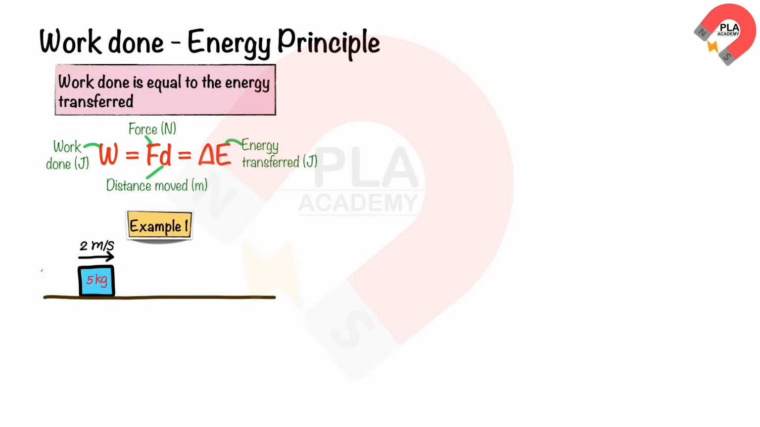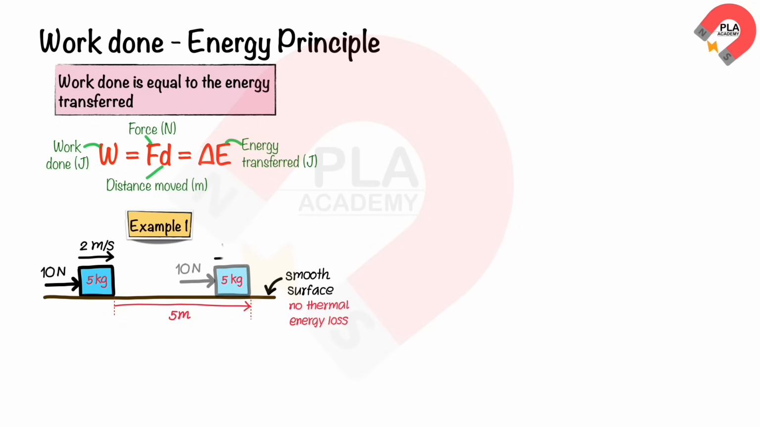It is continuously exerted to a force of 10 newtons for 5 meters on a smooth surface. We need to find the final speed, v, at 5 meters. The work done by the force of 10 newtons is transferred to the kinetic energy, without any thermal losses due to friction since the surface is smooth. Therefore, the work done is equal to the increase in kinetic energy.